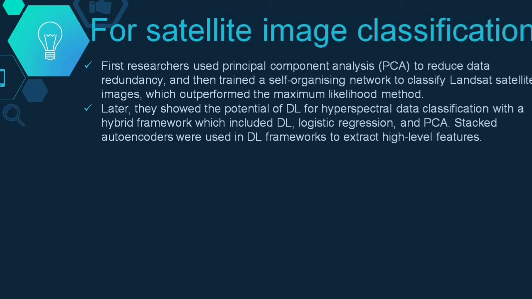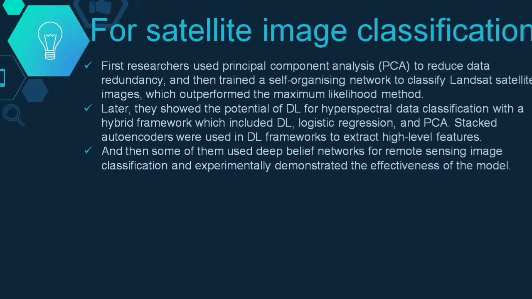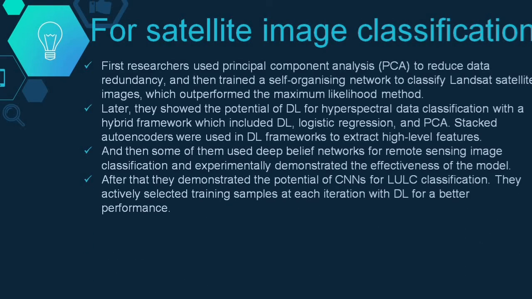Later, they showed the potential of DL for hyperspectral data classification with a hybrid framework which includes dual logistic regression and PCA. Autoencoders were used in a DL framework to extract high-level features. And then some of them used a deep belief network for remote sensing image classification and experimentally demonstrated the effectiveness of the model. After that, they demonstrated the potential of CNNs for LULC classification.